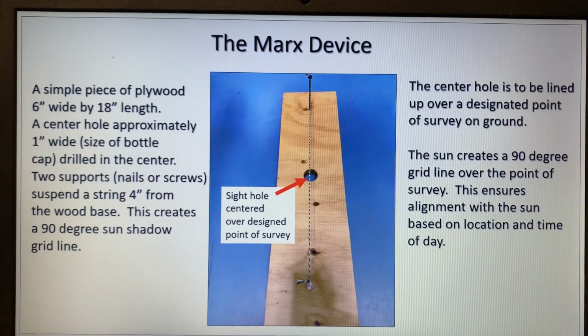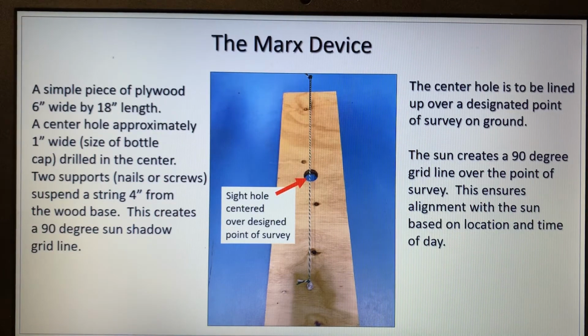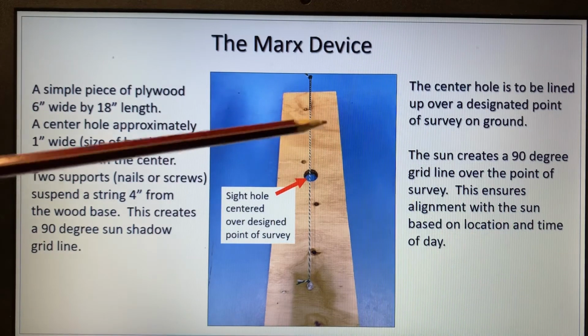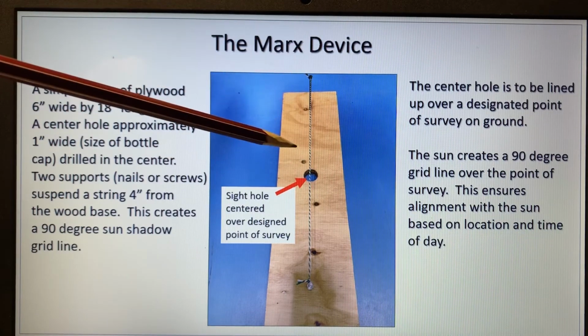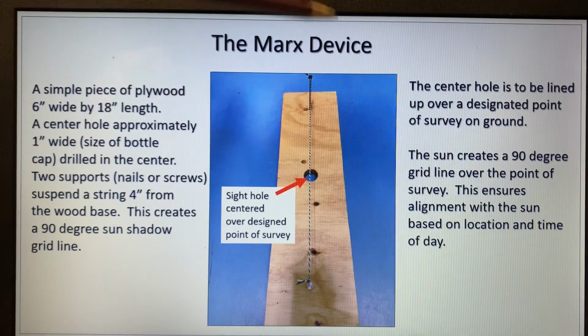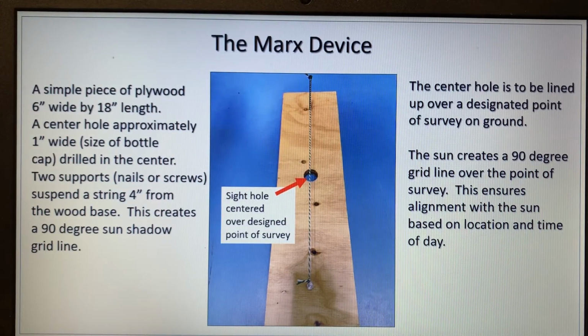And just to show you what it actually looks like, this is a 6 by 18 inch piece of cut plywood. There's a center hole cut in at about 1 inch. You can fit a bottle cap through the center of it, just to be able to identify your survey point marker on the ground. You set the center of that on the marker, orient it north, and when the sun casts its shadow on it, it'll move that shadow, and when the sun is at the 90 degrees position, that shadow line will be in the center of that cut hole piece, right over your survey point. Very effective and efficient tool. And as I said, this can be moved around to where you want on your survey points, but keep it oriented north.